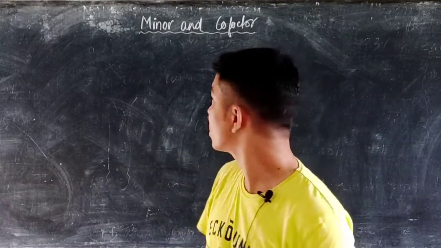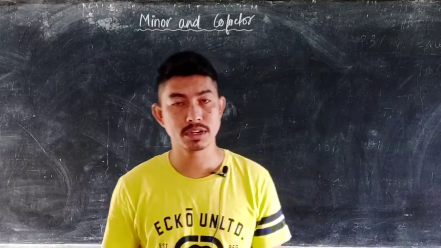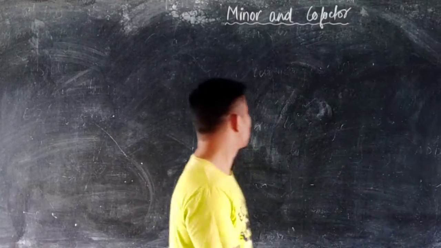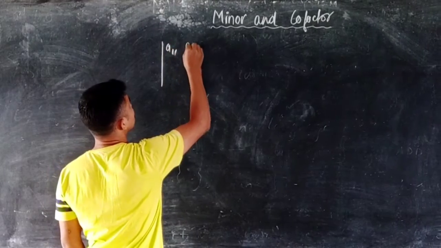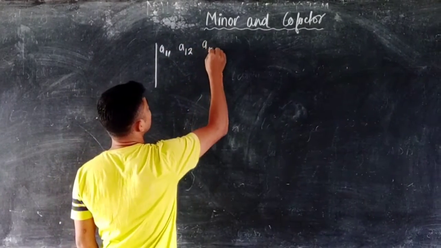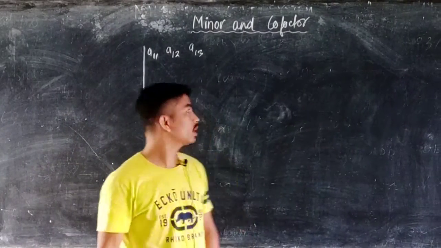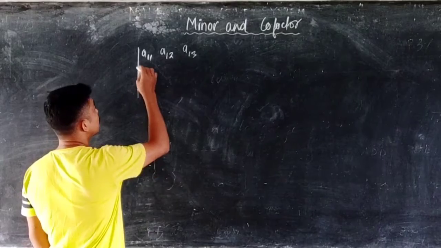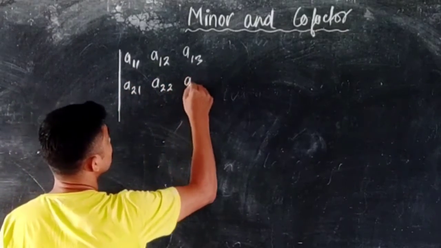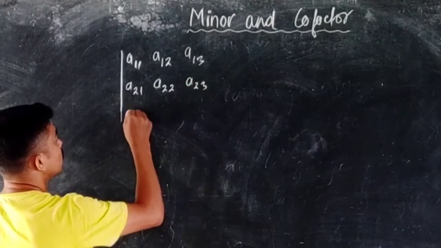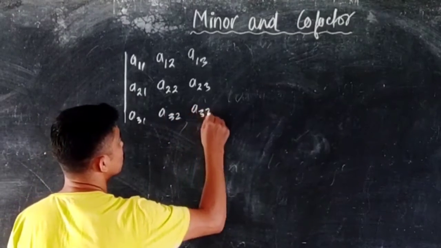Today in this class we will learn how to find the minor and the cofactor of the elements of a given determinant. To understand this, I consider a determinant with the elements A11, A12, A13, where the first number denotes its row and the second denotes the column. Similarly, I consider A21, A22, A23 and the third row A31, A32 and A33.